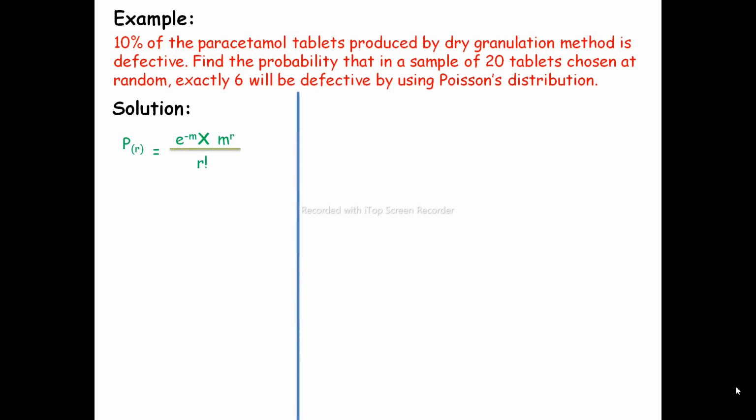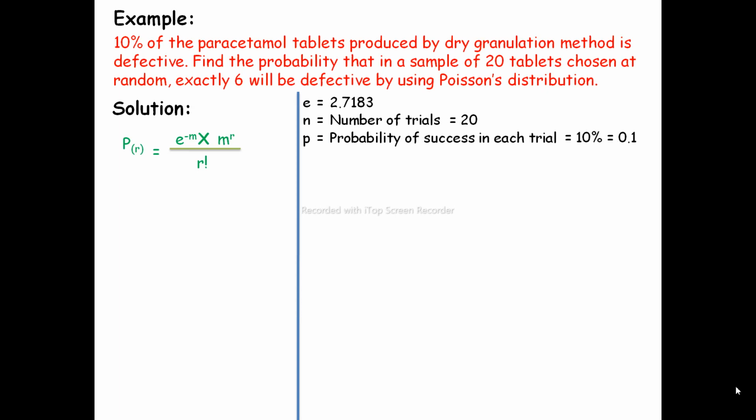Okay, and we'll write all the given values. The e value that we know is the base of natural logarithm, which is 2.7183. N is the total number of trials, which is 20, because 20 tablets we are about to take. Next, P is the probability of success. In this entire thing, how much is the probability of success? Yes, 10%. Defectiveness is our success in this case, so it is 10%, which means 0.1. m is equal to n multiplied by p. So 20 multiplied by 0.1 is 2.